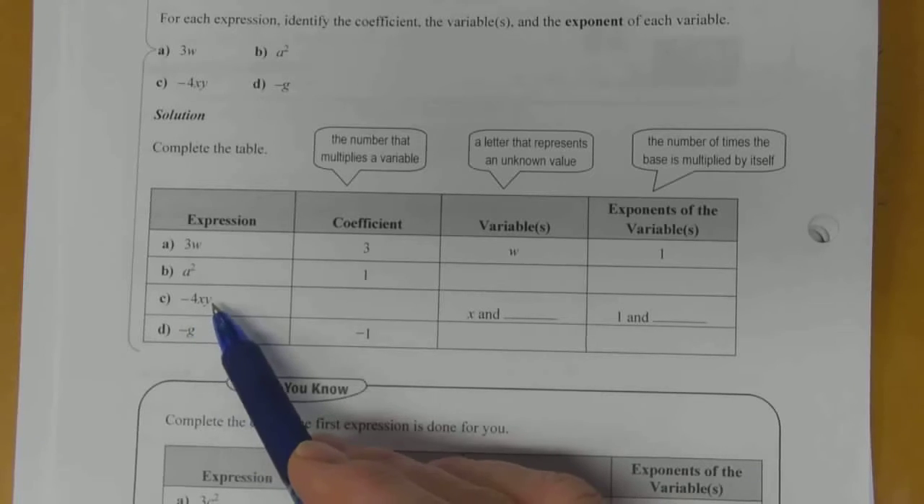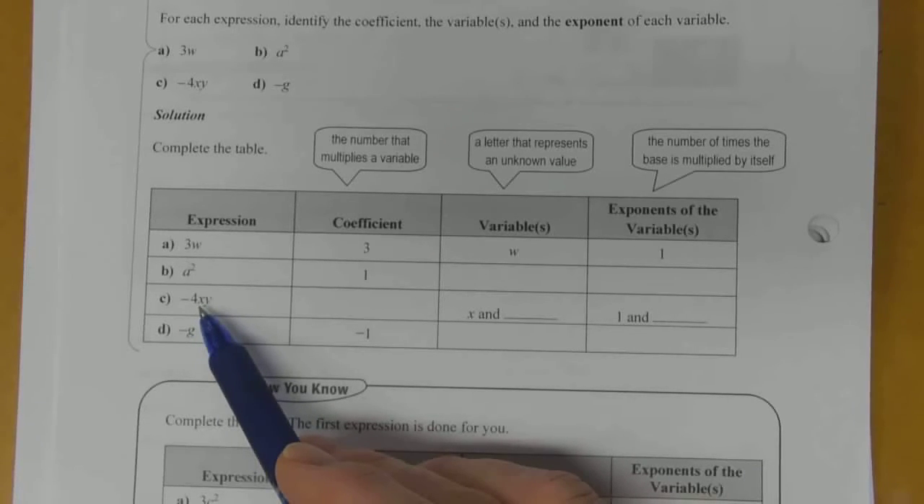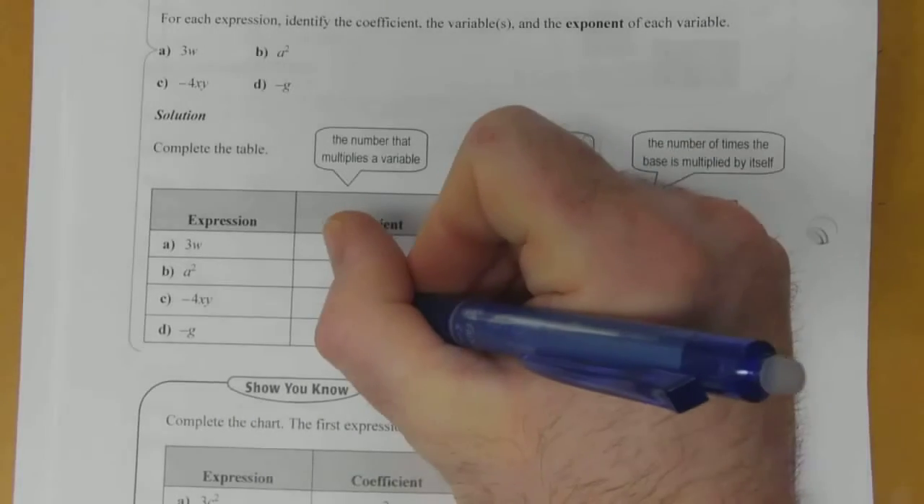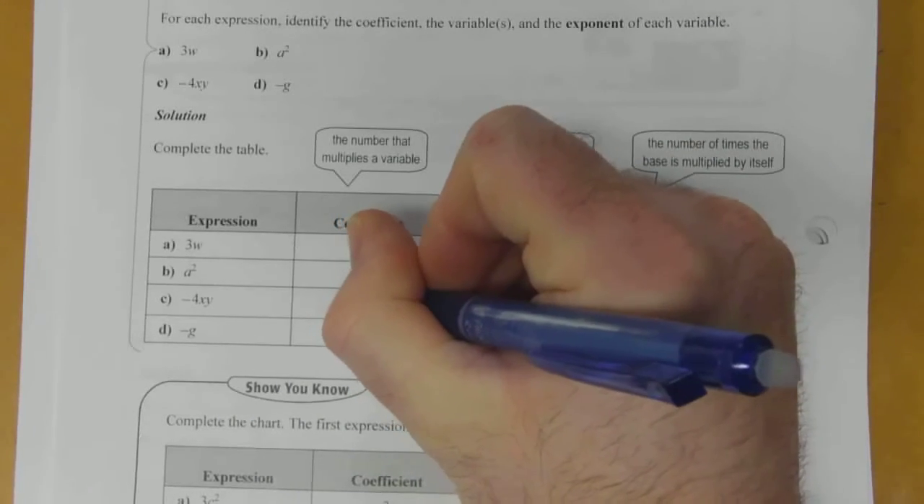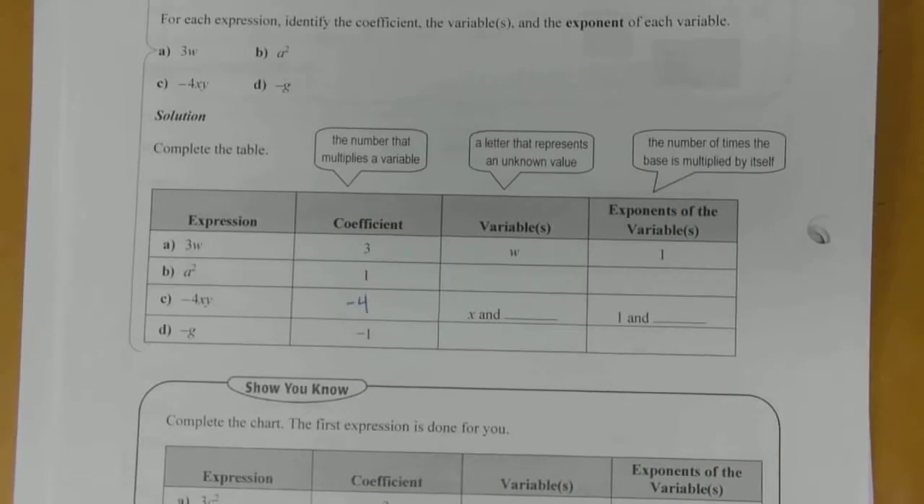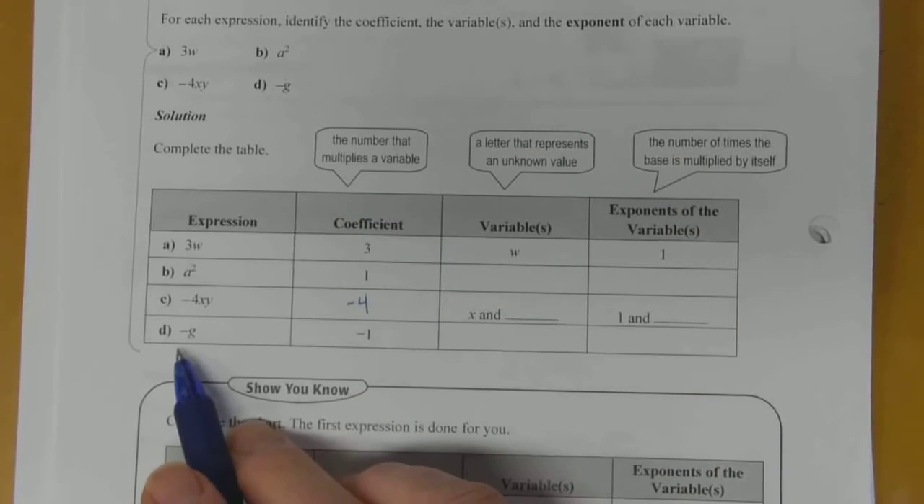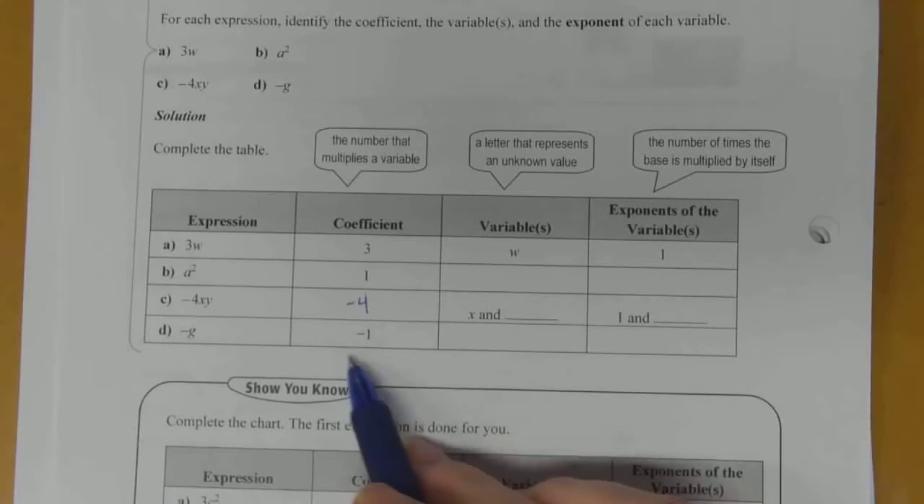Negative 4xy, we've got 2 variables. We're just going to go with negative 4 for the coefficient for the term. And then a negative g. Well, negative g is the same as negative 1g. So we're going to say that that coefficient is negative 1.